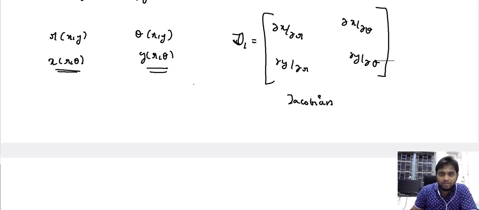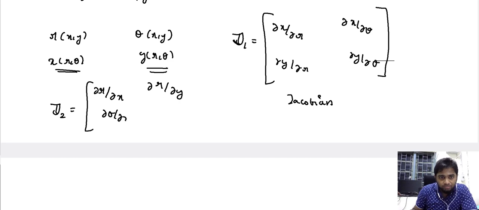In this Jacobian matrix J1, it considers the partial derivatives of x and y with respect to r and theta. Now let us consider another Jacobian matrix J2, which includes the partial derivatives of r and theta with respect to x and y. So it will be dou r by dou x and dou r by dou y, dou theta by dou x and dou theta by dou y.